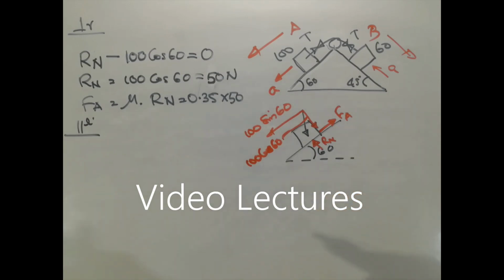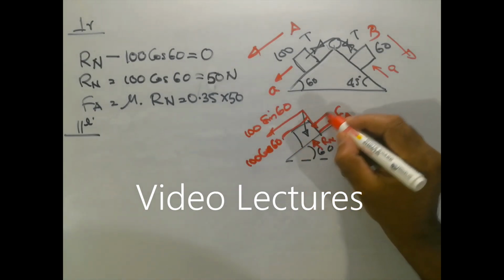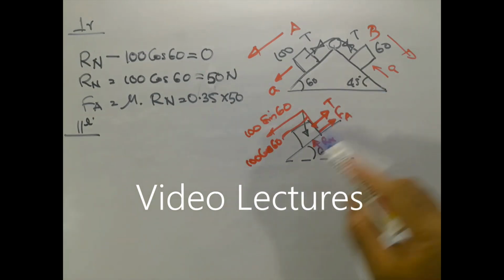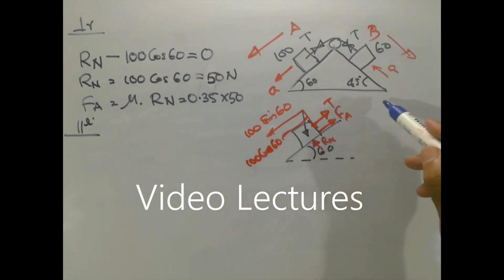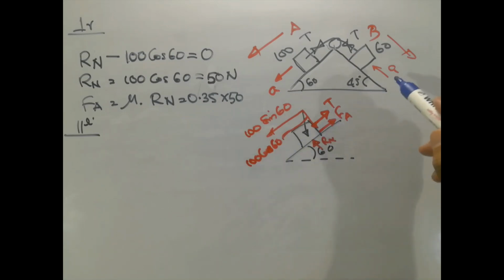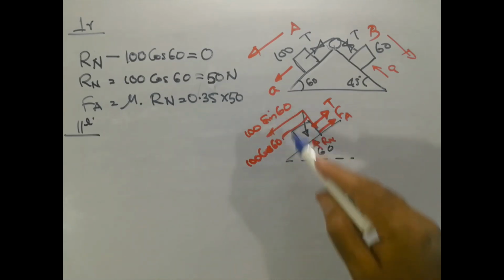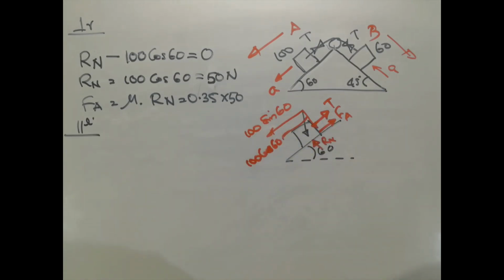One more thing I forgot: the tension in the string, T, is also there. So these are the forces parallel to the plane: frictional resistance in the upward direction, tension upward along the string, and 100 sin 60 parallel to the plane in the downward direction, under the effect of which the block is moving, or assumed to be moving, down the plane with an acceleration of a.